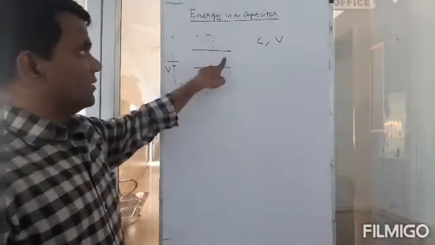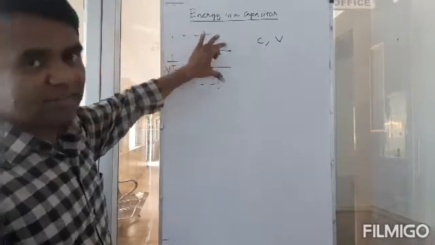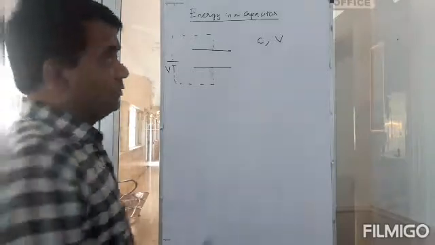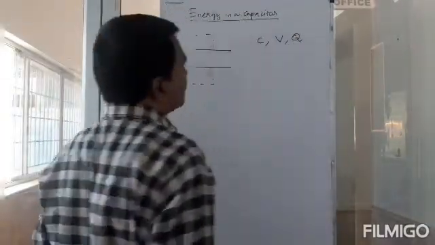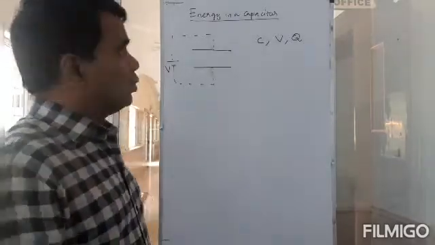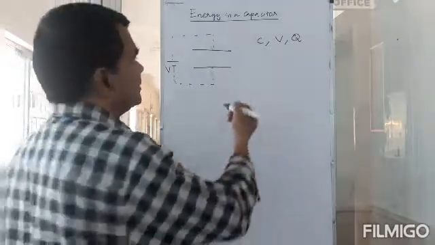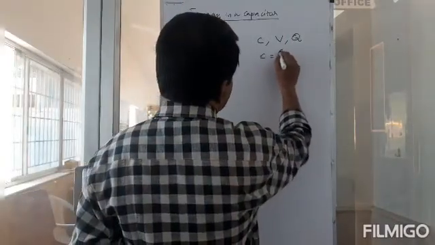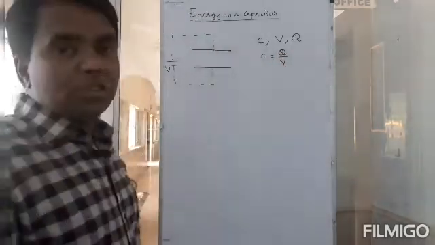C is the capacitance of this capacitor, and V is the potential you are going to connect across the two plates of the capacitor. And this will put a charge Q, finally. So, what is the relationship between all these three things? We know, right? C is equal to Q by V.